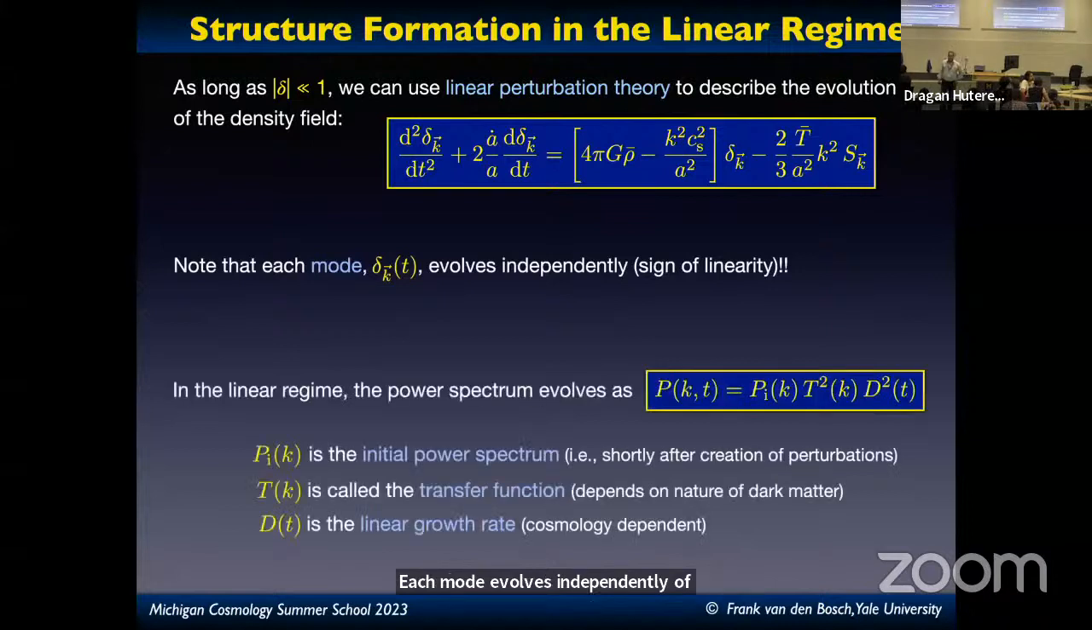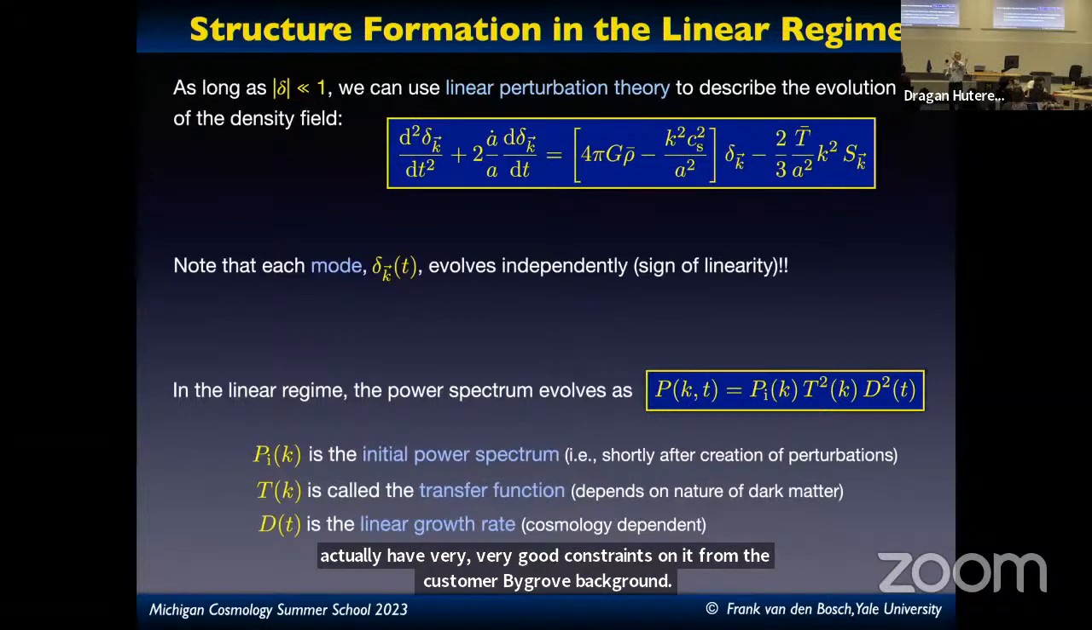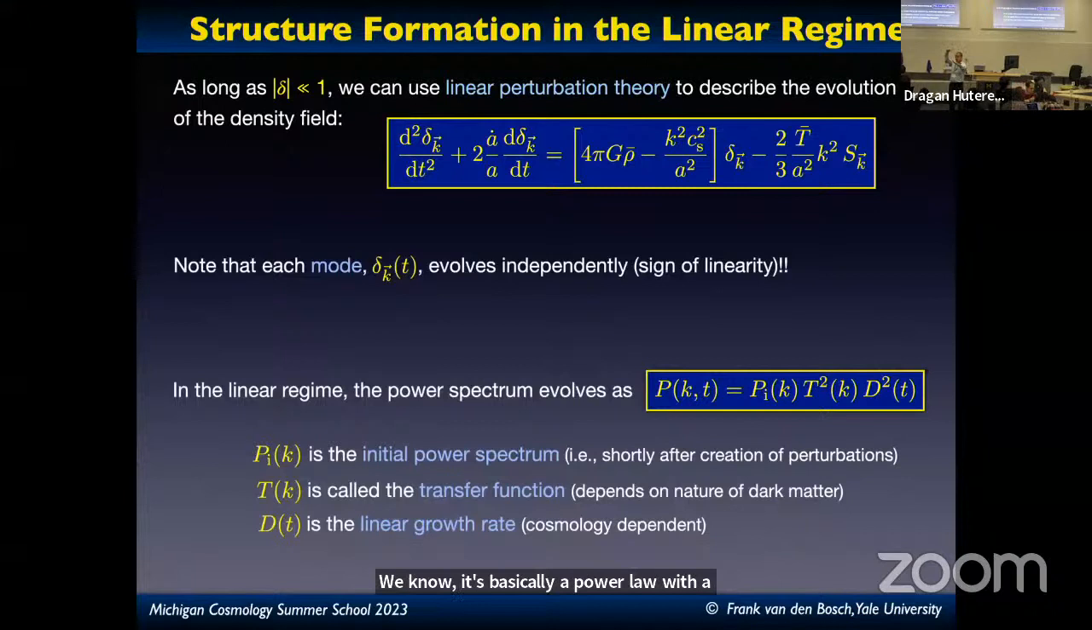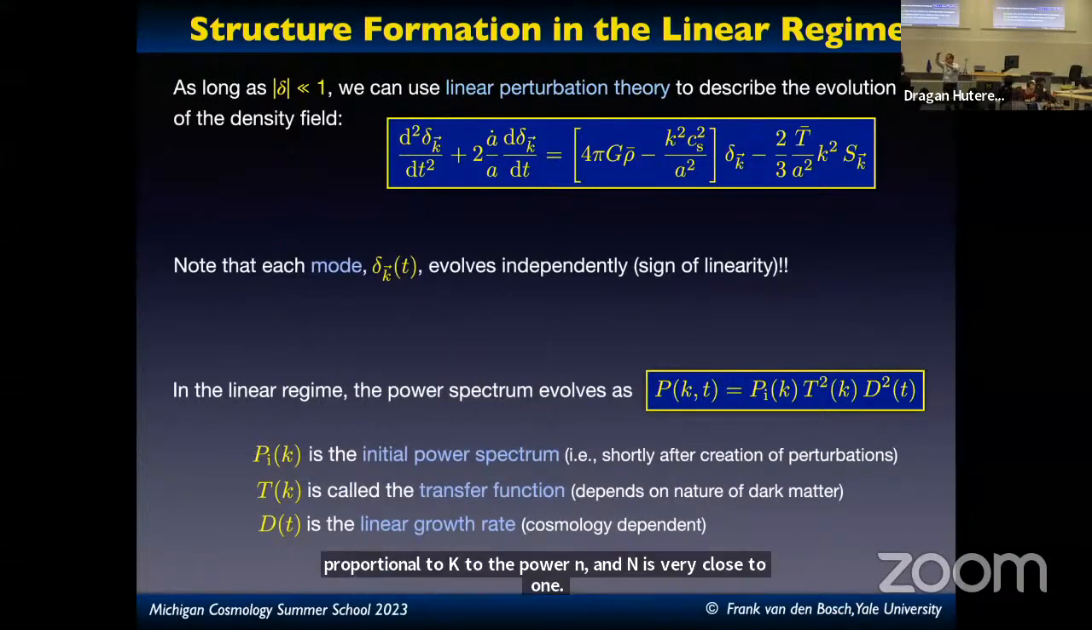What it means in the end is we can now immediately describe how the power spectrum evolves as a function of time. So here it is. The power spectrum as a function of time is related to the initial power spectrum. What's the initial power spectrum? We think that has something to do with inflation creating these perturbations. And we have very, very good constraints on it from the cosmic microwave background. We know it's basically a power law with a slope, P(k) proportional to k to the power n, and n is very close to 1. If it's 1, it's called the Harrison-Zeldovich spectrum. You may have heard of that.